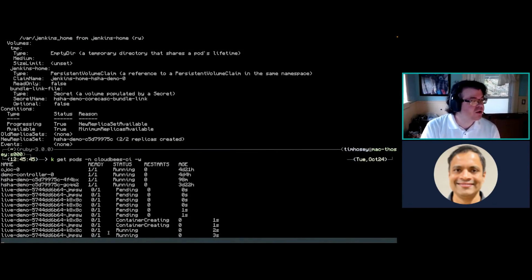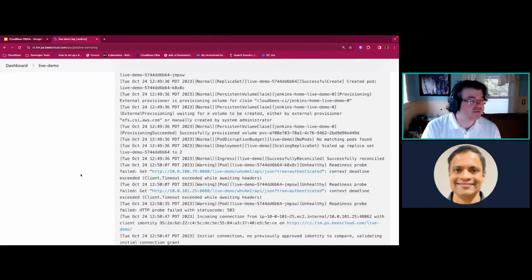Now, we'll probably notice only one of these comes up to start, and the other one will still be running. It does take a little bit for the second replica to come up, but it is available as soon as the first replica is live and available.